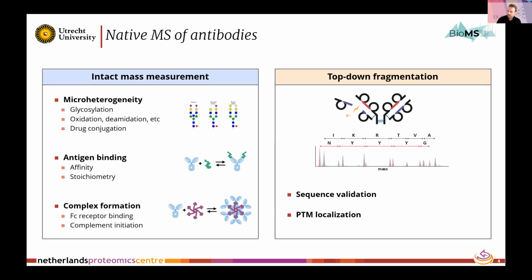For the second part of this webinar, we're going to look into top-down fragmentation, also of antibodies, by which we dissociate the antibody complex or even fragment the amino acid backbone of the antibody. And this can then give us additional information. Using this information, we can, for instance, validate the sequence of an antibody. And we can also localize PTMs, for example, or other chemical modifications.